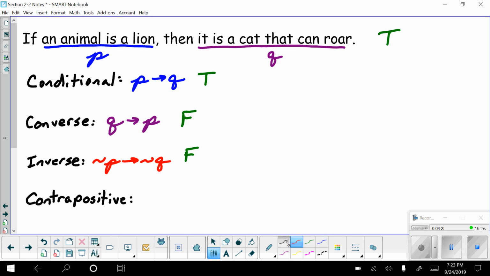But then when I get to the contrapositive, I negate and switch the hypothesis and conclusion. And even before I say it, I already know the truth value has to match the conditional, so this will be a true statement. It would be, if it is a cat that cannot roar, then an animal is not a lion. And that is true, as we already discussed.